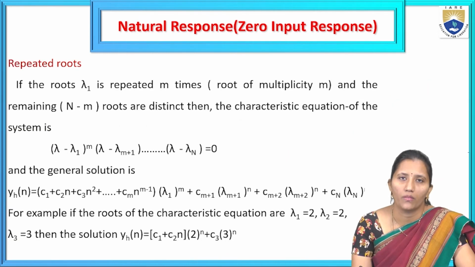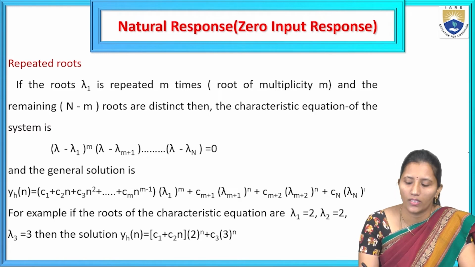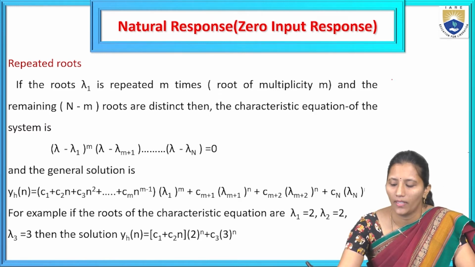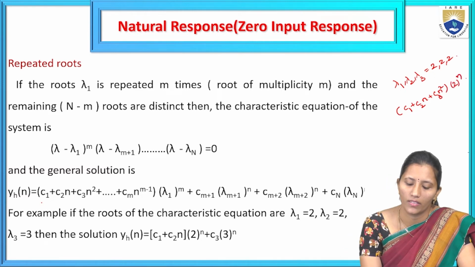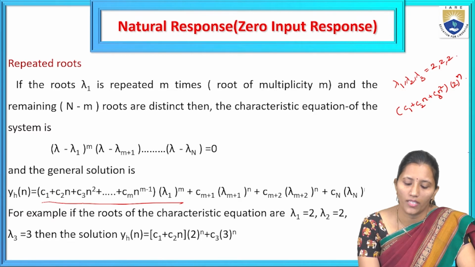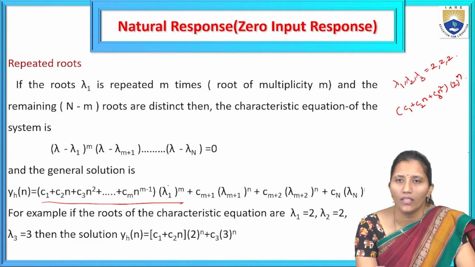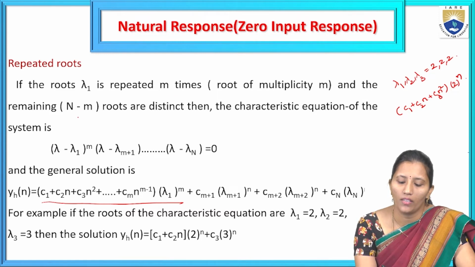If the roots are repeated roots, suppose in the first case we take repeated roots. Suppose I have 3 roots, lambda 1, lambda 2, lambda 3, and I got 2, 2, 2. Then we can directly write the solution as (c1 plus c2 n plus c3 n square) into 2 power n. In general, c1 plus c2 n plus c3 n square plus up to cm n power m minus 1, into lambda 1 power n, if the first m roots are repeated roots and the remaining n minus m roots are distinct roots.